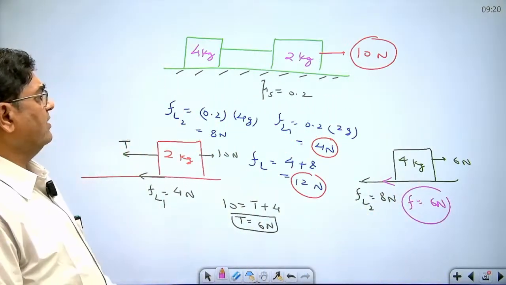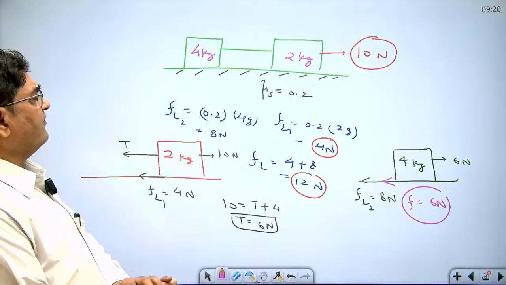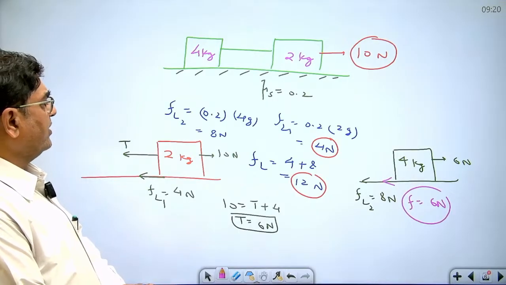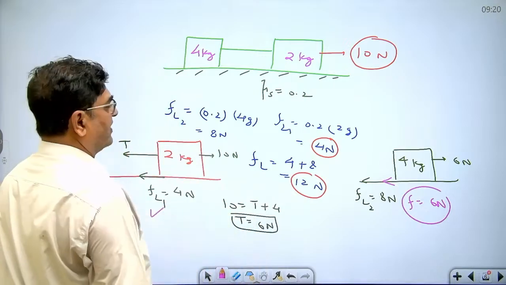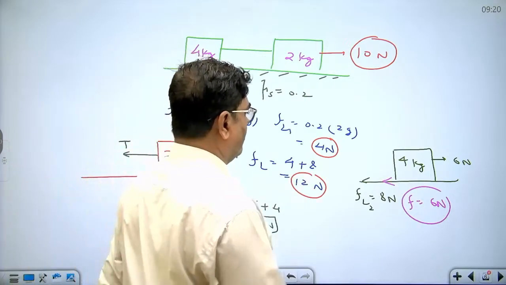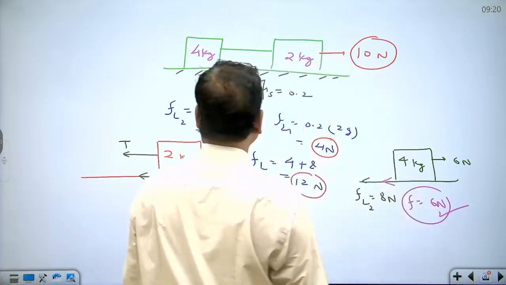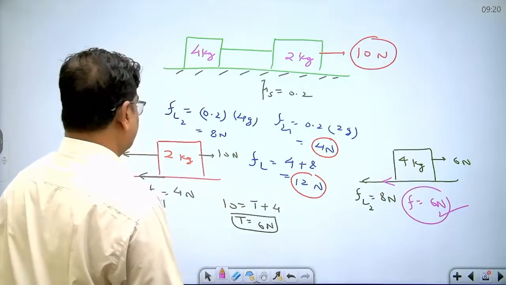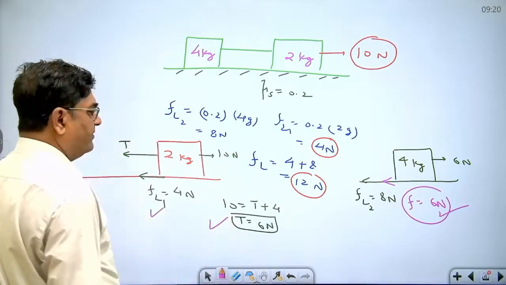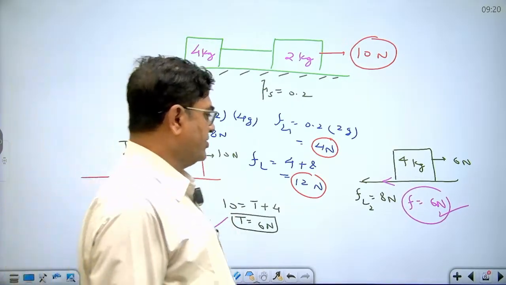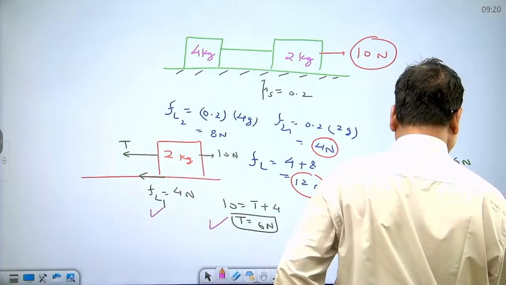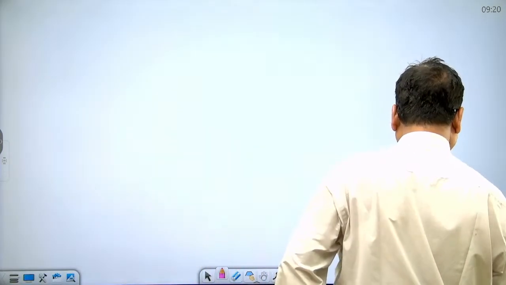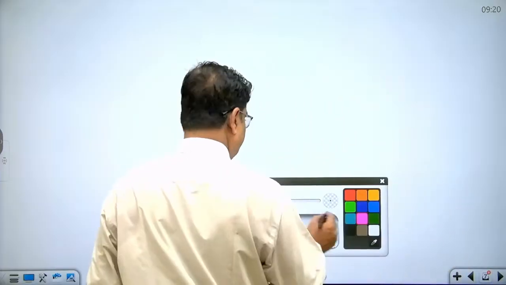So what are the answers? Frictional force between 2 kg and the ground is 4 Newton. Frictional force between 4 kg and ground is 6 Newton. And tension in the string is 6 Newton. Okay, so these are the answers to our question. Let's see another question.